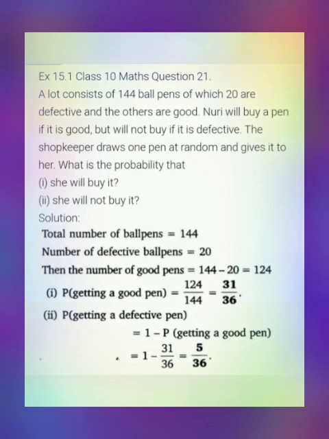So 1 minus 31 by 36 is, 1 can be written as 36 by 36 because the LCM is 36. So the resulting fraction will be 36 minus 31 divided by 36. So the probability that Nuri will not buy it is 5 by 36. I hope you have understood. It's a very important question. So please practice very well.